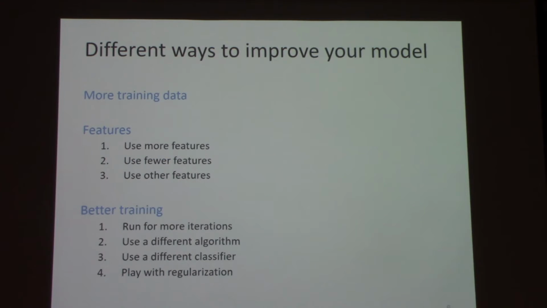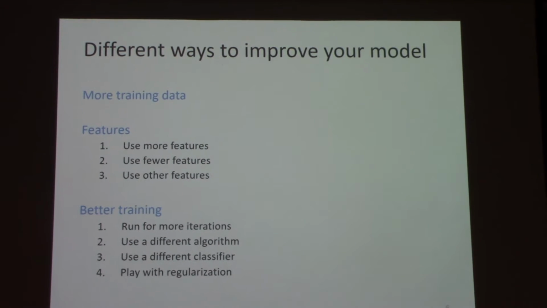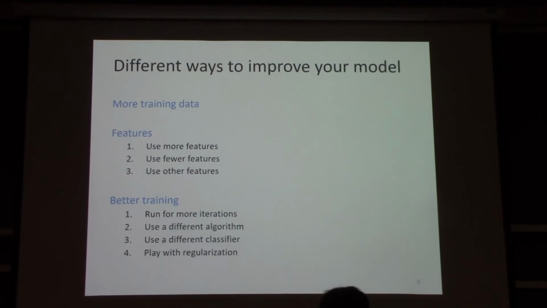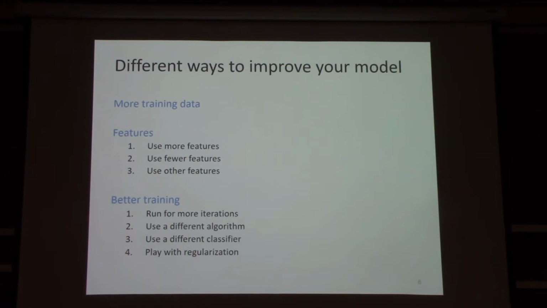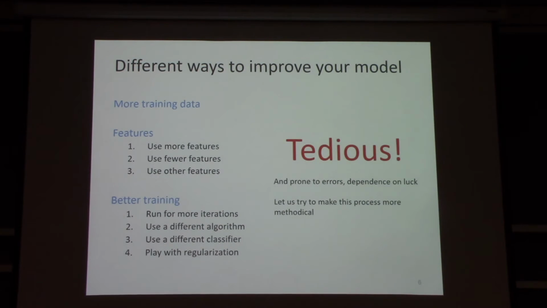When I thought about this, I came up with at least 3 different ideas. You can use more training data. We know from learning theory that more data is a good thing in general. You can play with your features. You can use more features or less features or other features. You can do better training, use a different algorithm, run for more iterations, train a different model, like an ensemble or a nonlinear classifier. You can tweak the regularizer. And there are so many different things that you can do to make your classifier better.